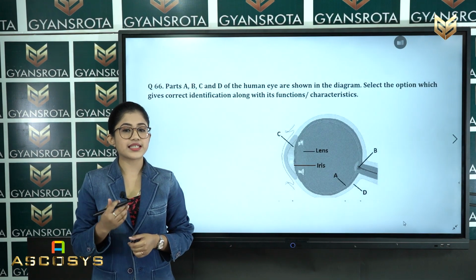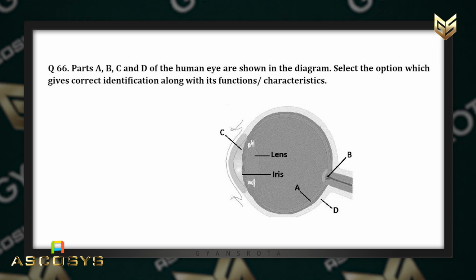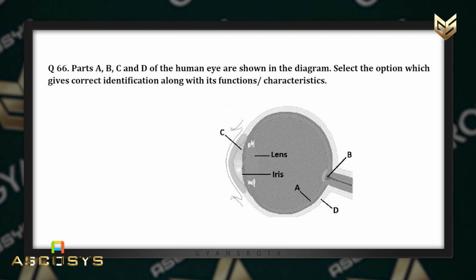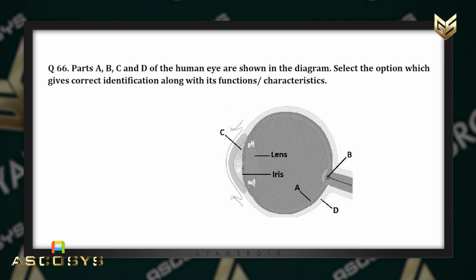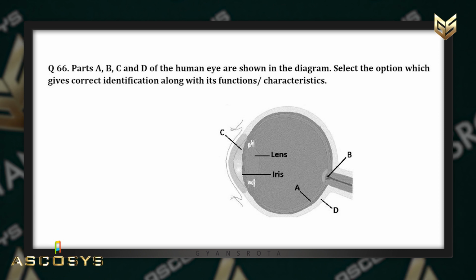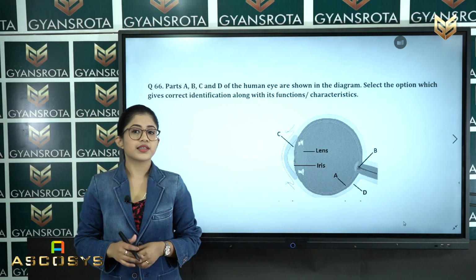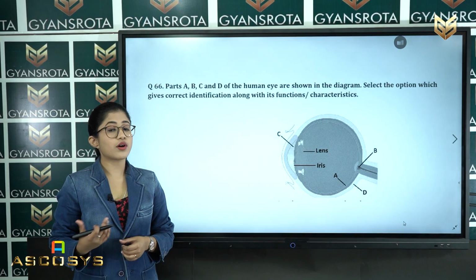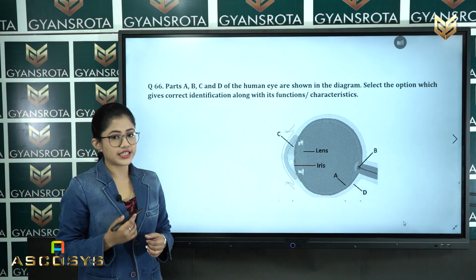In this question number 66, you can see parts A, B, C and D of the human eye are shown in this diagram. Select the option which gives correct identification along with its function or characteristic. This figure is from the unit Human Physiology. Now let's see what are the options given for the parts A, B, C and D.